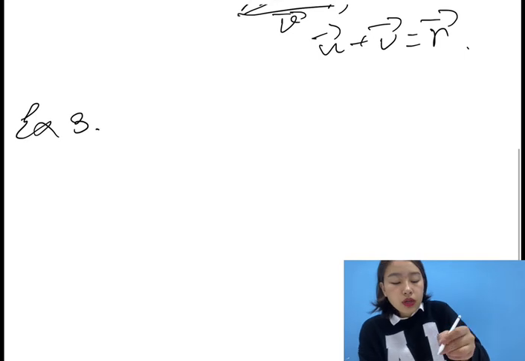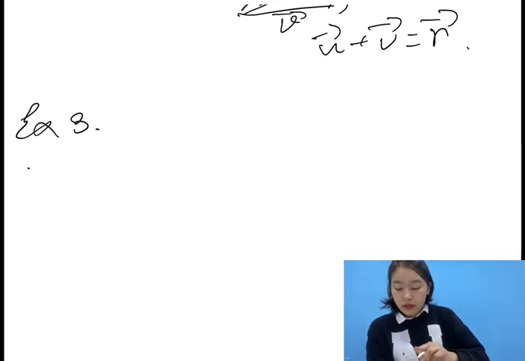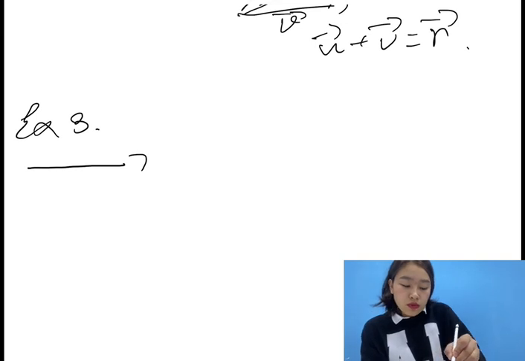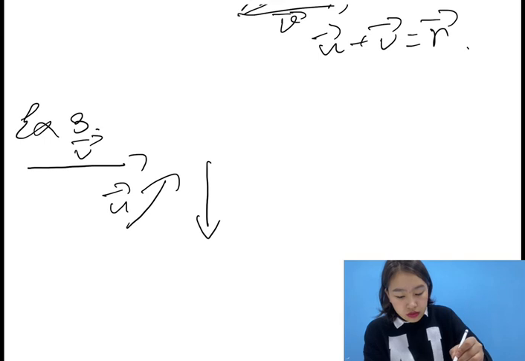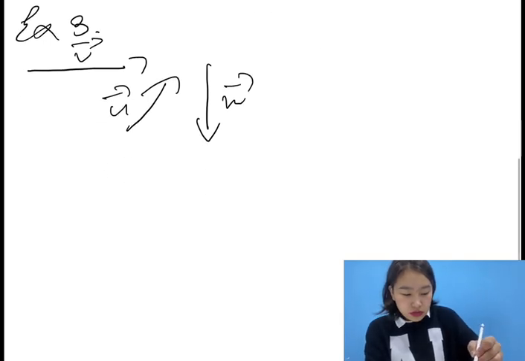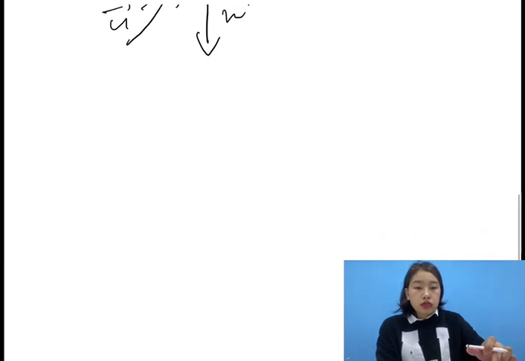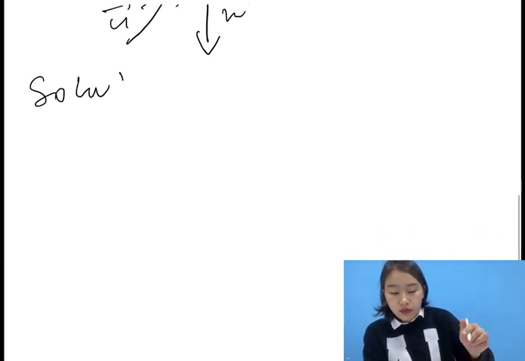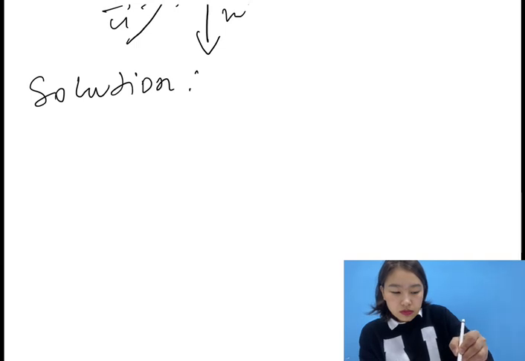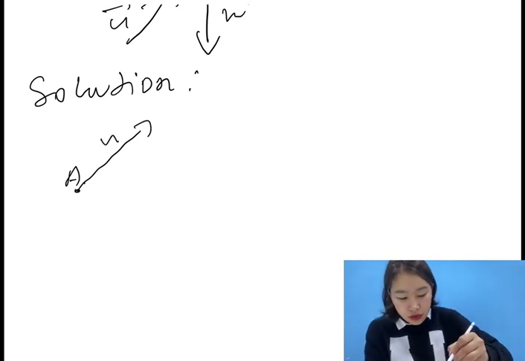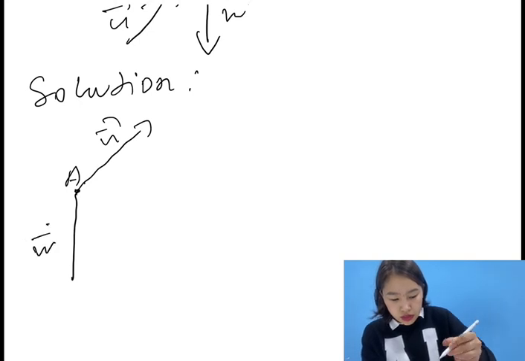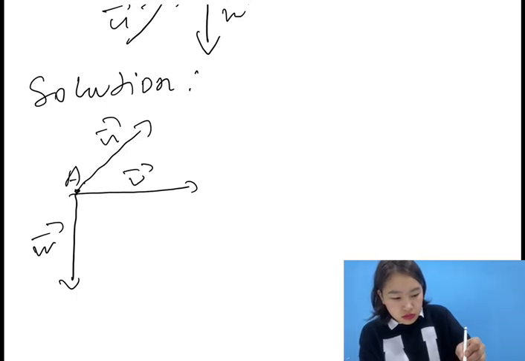Here we have a third example. You need to find the sum of the V vector here, U vector, and the W vector also. How can we find them? Again, just put the initial points together. The solution will be, A will be the fixed point here. The initial point of the U, initial point of the W, and the V.